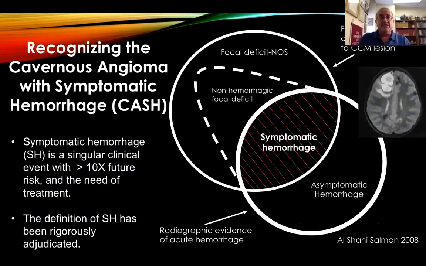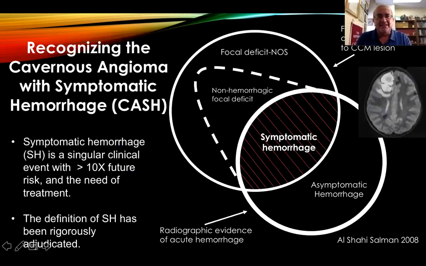Next slide, please, Amy. So for cavernous angioma, this concept of CASH, or the cavernous angioma with symptomatic hemorrhage, is really where the money is, no pun intended. So the reason for this is because many of us have cavernous angiomas in the brain.